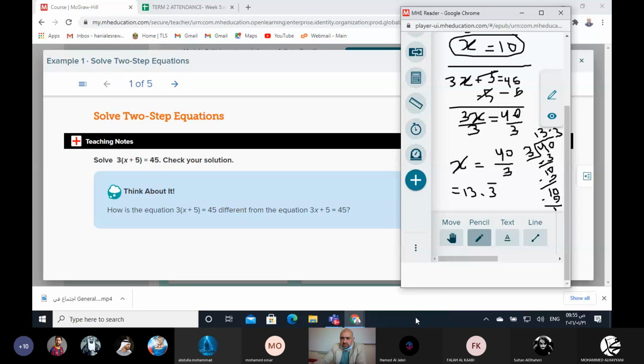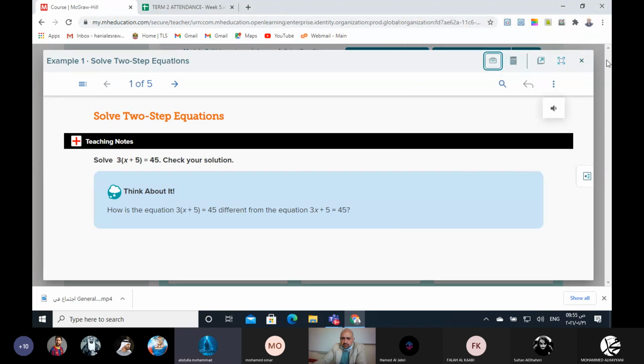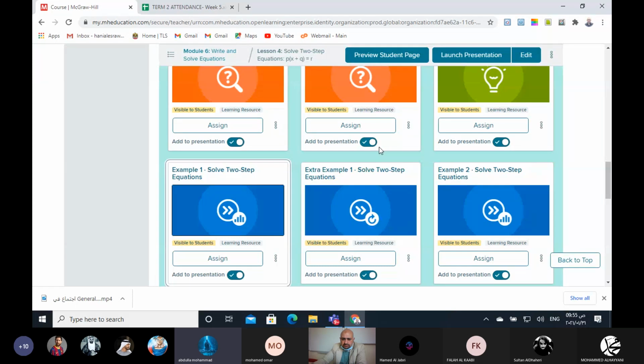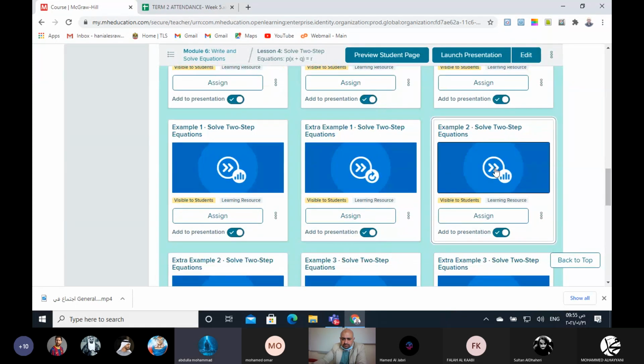Who has any question here? This is the difference between the two forms. Here we have the solution x equal 10, and here the solution will be 13.33 with bar notation. Who has any question here? Is it clear for all? Yes, it's clear for all, Mr.